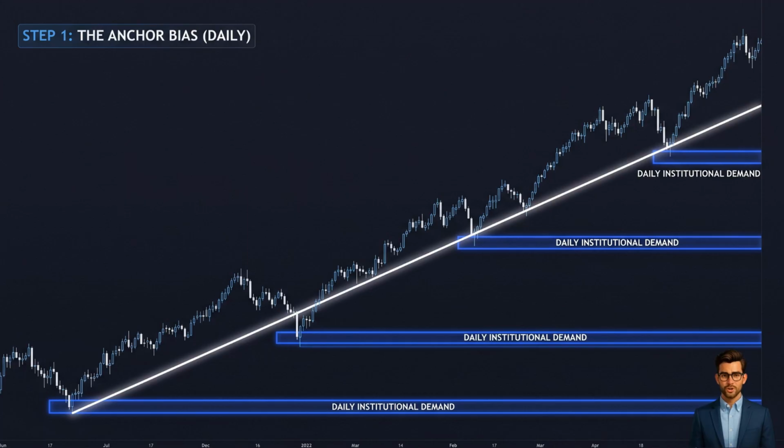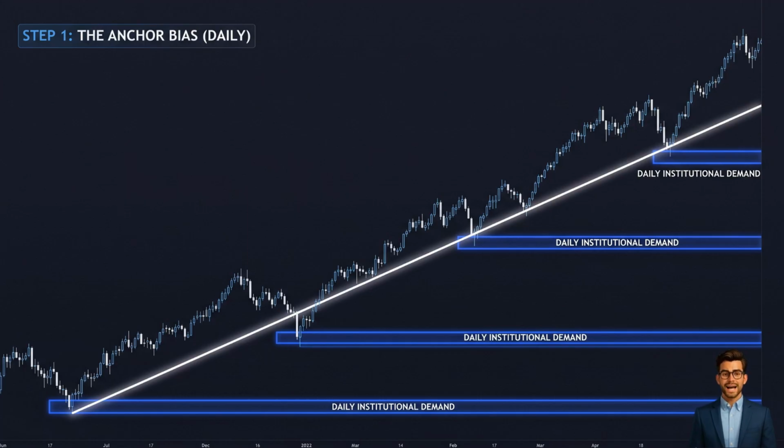The moment you determine this, you must set an unbreakable psychological rule for the rest of your trading session. You are only allowed to look for buy setups. You absolutely forbid yourself from taking short trades, no matter how tempting they look on the smaller time frames. By simply refusing to trade against the daily trend, you will instantly filter out more than half of your losing trades. Once your bias is established, your second task on the daily chart is to locate the major institutional zones.